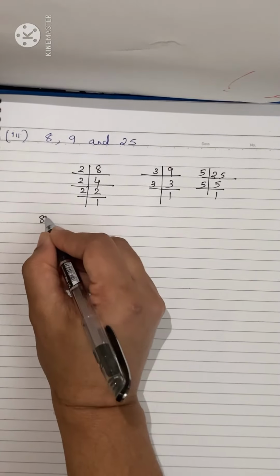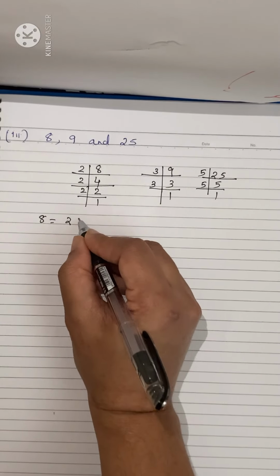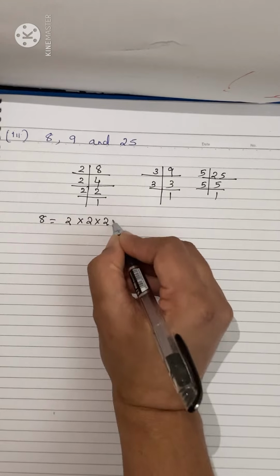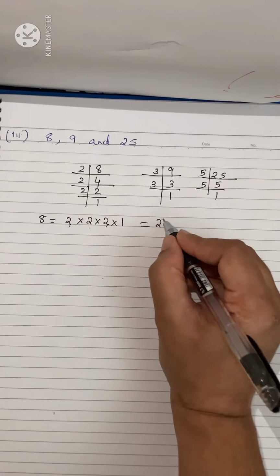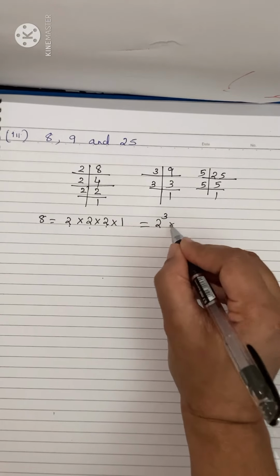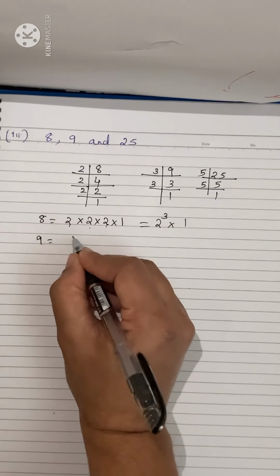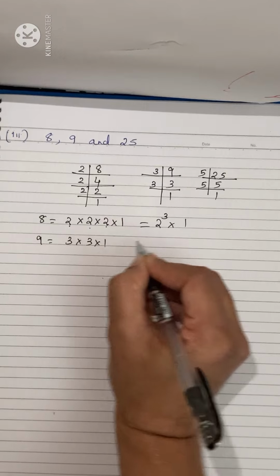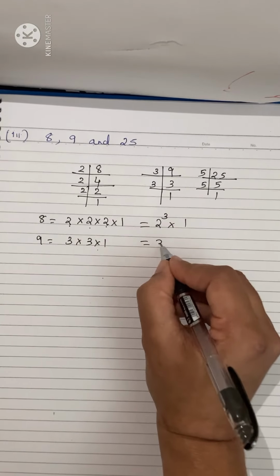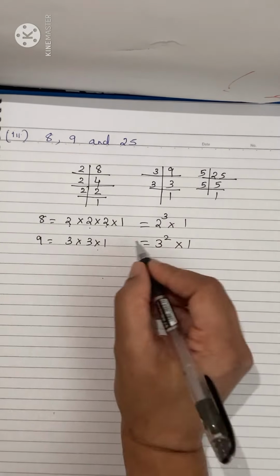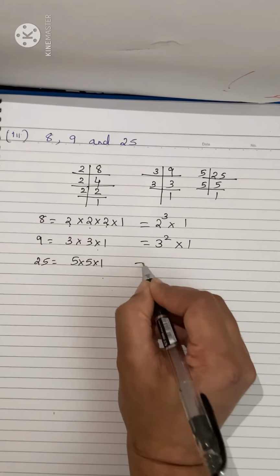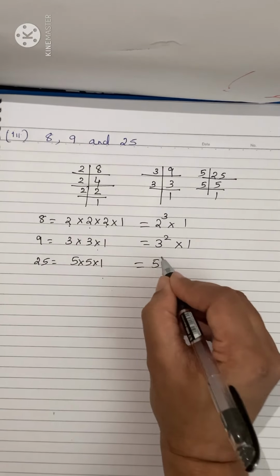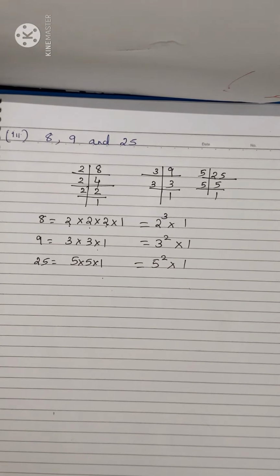Now we can write 8 equals 2 into 2 into 2 into 1. Here 2 is repeating 3 times, so we can write 2 power 3 into 1. 9 equals 3 into 3 into 1. 3 is repeating 2 times, so 3 raised to 2 into 1. 25 equals 5 into 5 into 1. 5 is repeating 2 times, 5 raised to 2 into 1.